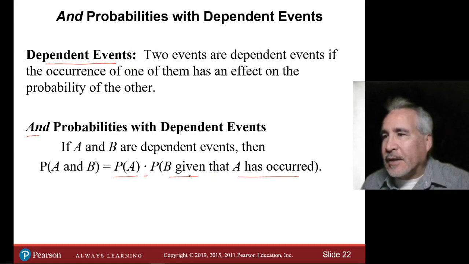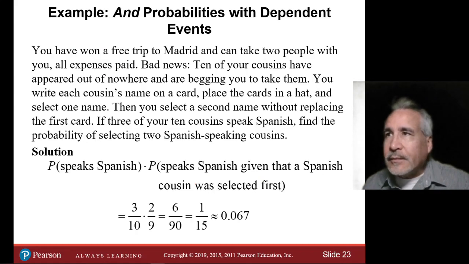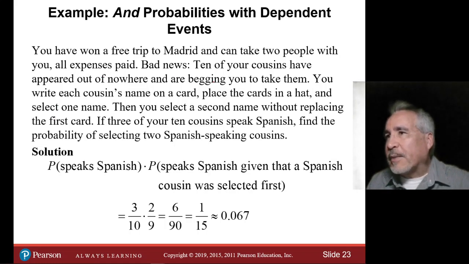So this is what we call a conditional probability. And again, it comes back down to counting. Okay, so an example we're going to do. You have won a free trip to Madrid and you take 2 people, all expenses paid. Bad news, 10 of your cousins have appeared out of nowhere and are begging you to take them. You write each cousin's name on a card. So there's how many? 10. Place the cards in a hat and select one name. Then you select a second name without replacing the first card.